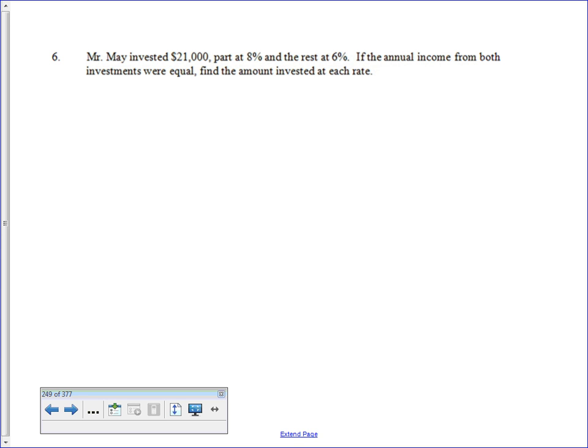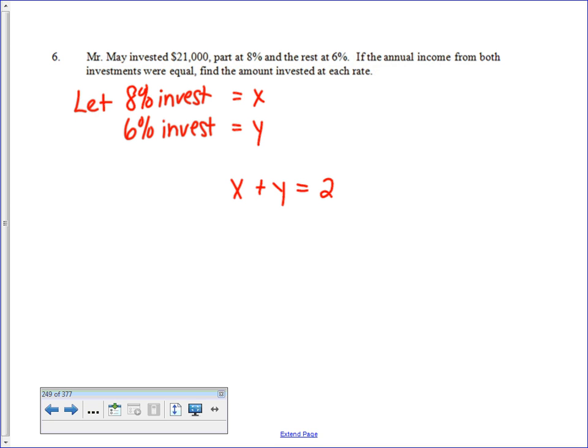So the first thing I'm going to do is set up a let statement. I have an 8% investment account, and I also have a 6% investment account. So I'm just going to make the 8% x and the 6% y. I'm not sure how much I invested in each one. Now let me see what information I'm given. I'm told that I have $21,000 to invest in total. Well, I put part of that in the 8% and part of that in the 6% investment. So I could say that x plus y, those two investment accounts, total the $21,000. Some of it's in the 8%, some of it is in the 6%.